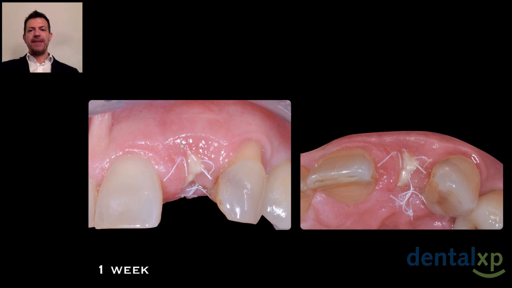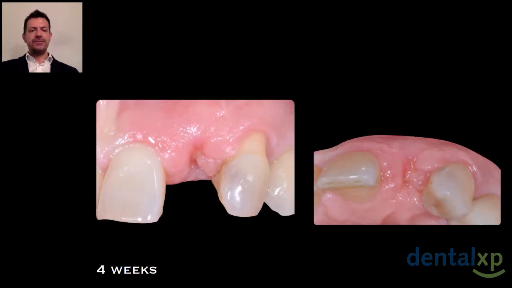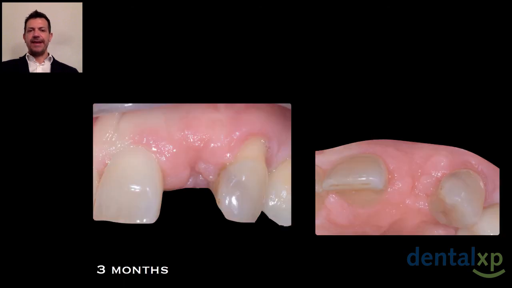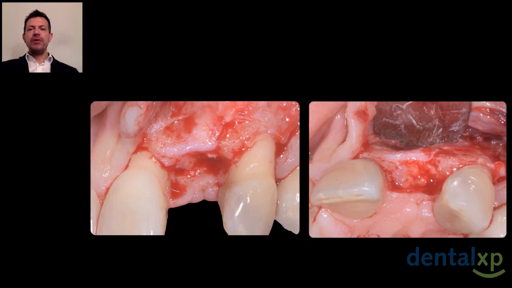After 2 weeks and after 4 weeks, the healing of the soft tissues is almost complete. A lot of keratinized tissue. At 3 months, everything is healing perfectly. At 4 months, fine. And after 4 months, we are ready. We can open the flap. We have a lot of bone. This is the new buccal bone plate, the new cortical bone on the buccal side. We can place the implant.